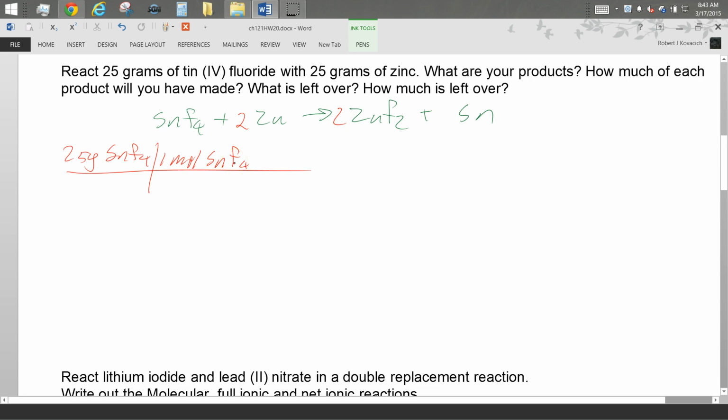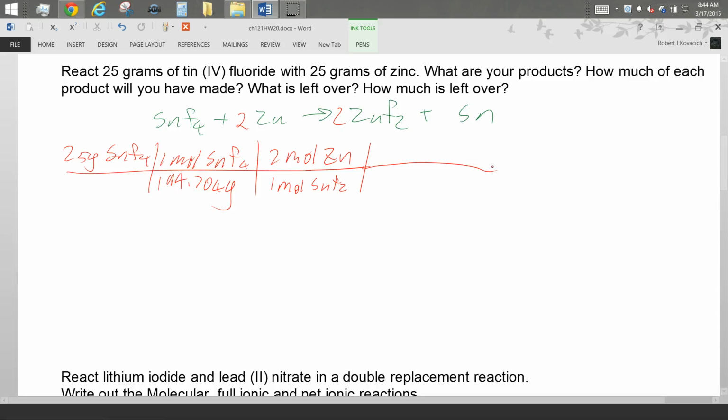What do we got here? So tin is 118.71, and then my fluorines are 18.998403 times 4. So I get 194.704 grams. And for every 1 mole of tin 4-fluoride, I get 2 moles of zinc. Where do the 1 and the 2 come from in that part of the calculation?